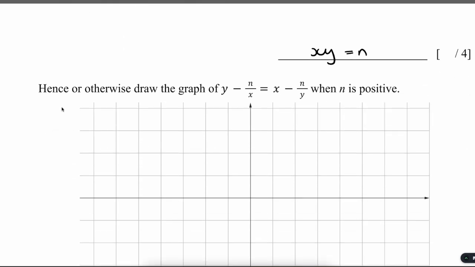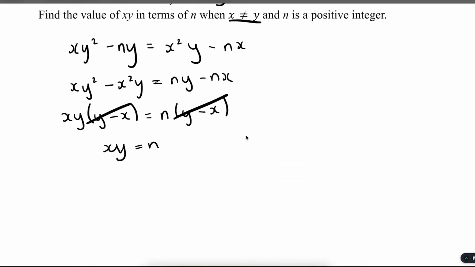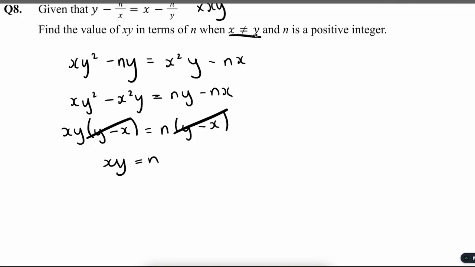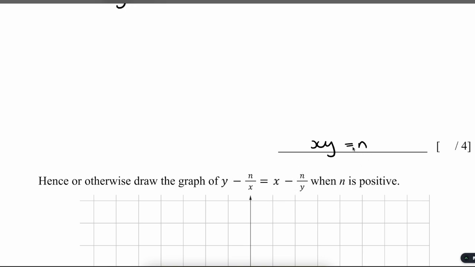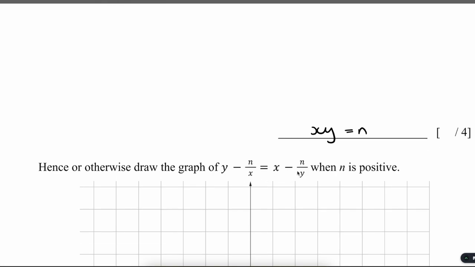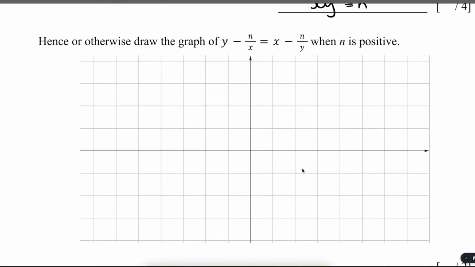Next step, hence or otherwise, draw the graph of y minus n over x equals x minus n over y when n is positive. So this is a little bit of a trick question, only because it's not said that this condition here, x is not equal to y, is valid. So what a lot of people will do is they'll say, well, that is the same as that, which is incorrect, by the way, because remember we cancelled out the y equals x because it said y is not equal to x, but in this case it doesn't say y is not equal to x, so we have to include that possibility in there as well.